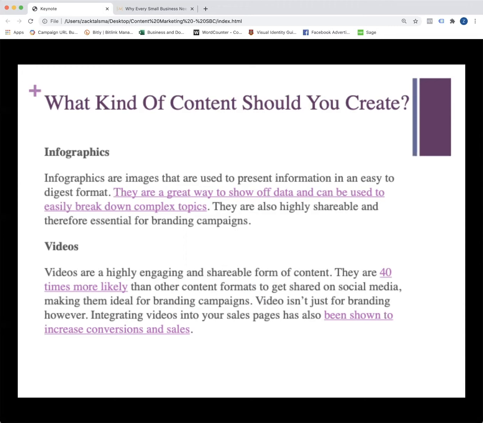So video is 40 times more likely than photos, text, any other kind of content you can think of that's normally shared on social media. And integrating video into your sales pages can also help increase conversions and sales for those people that don't want to read, or are just looking for something to quickly explain it in 2 minutes. Videos are great for that. And they can really help explain more complicated ideas than long forms of text that people probably aren't going to read.